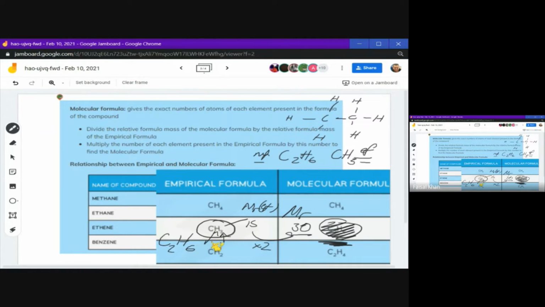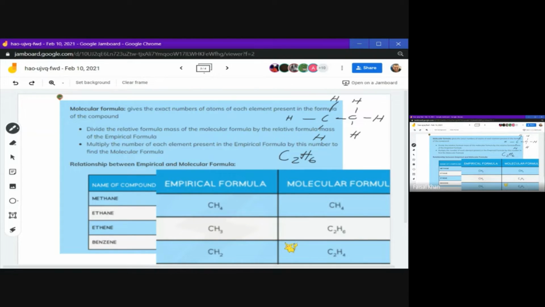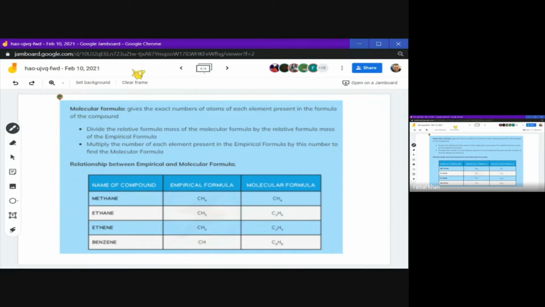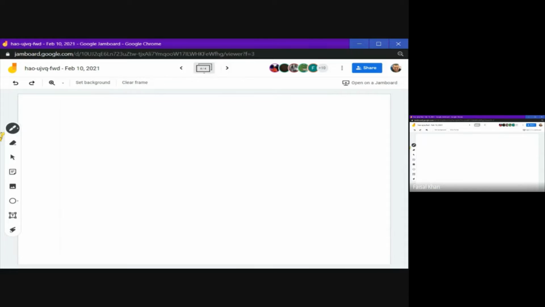You can see where these questions are going. That's how they design their questions. They're going to give you the empirical formula, tell you the molecular mass, and then ask you to figure out the molecular formula of the target molecule. I'm going to give you an example that we're going to work through on slide 4. So move to slide 4.